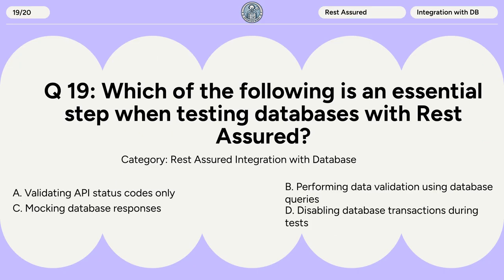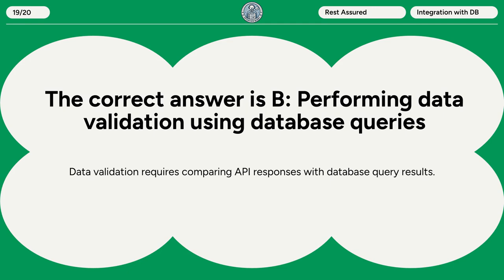Question 19. Which of the following is an essential step when testing databases with REST Assured? A. Validating API status codes only. B. Performing data validation using database queries. C. Mocking database responses. D. Disabling database transactions during tests. The correct answer is B. Performing data validation using database queries. Data validation requires comparing API responses with database query results.